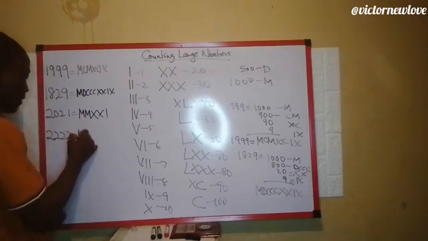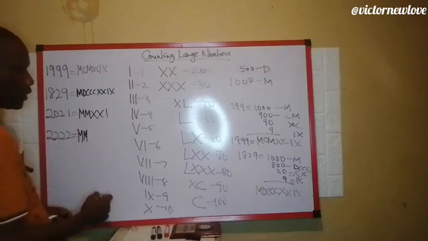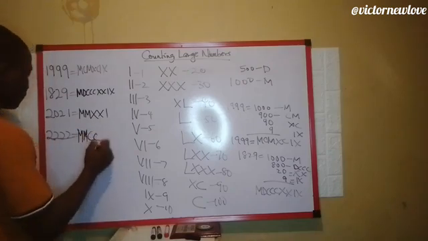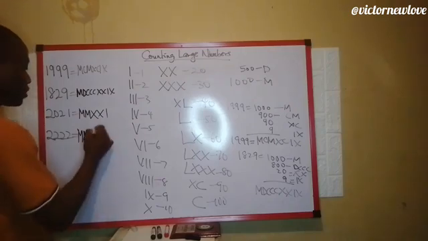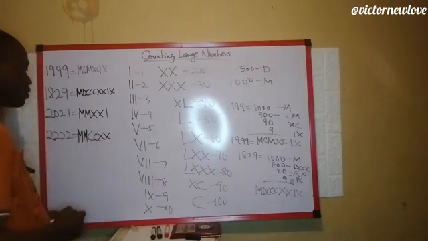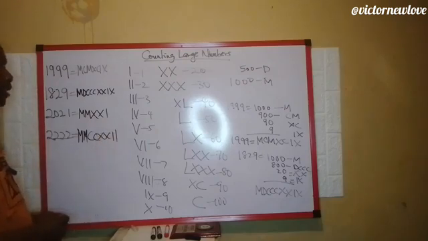Then the last one, that's 2222. We have 200 is CC, 20 is XX. Then we have 2. What's 2? II. Take notes.